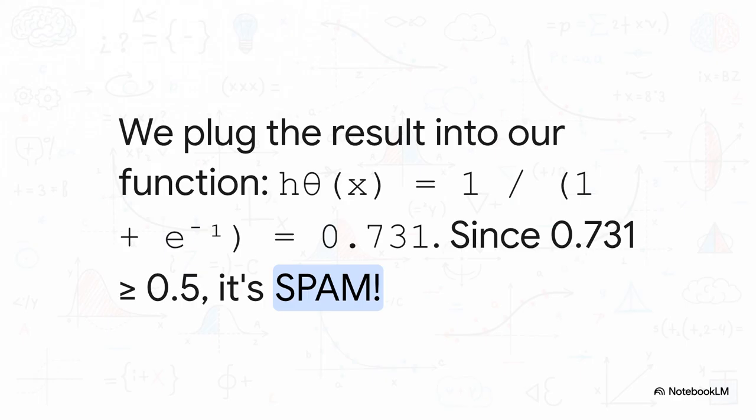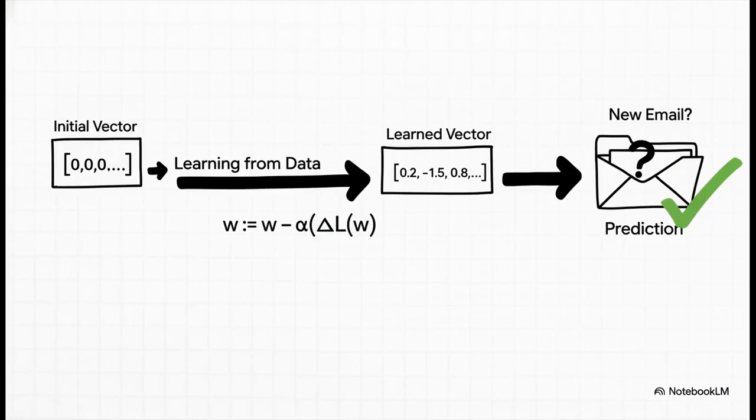For the final step, we take that 1.0 and we plug it back into our logistic function to get the actual probability. The math works out to 0.731. That's basically a 73% chance that this thing is spam. And since 73% is way over our 50% cutoff, our model makes its final call. This email is spam. And that's the entire journey.